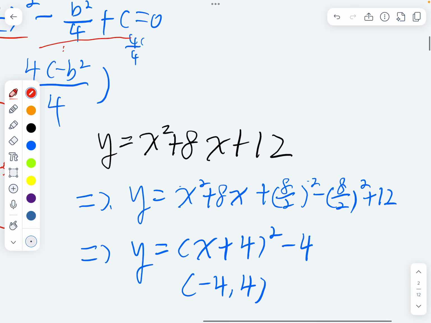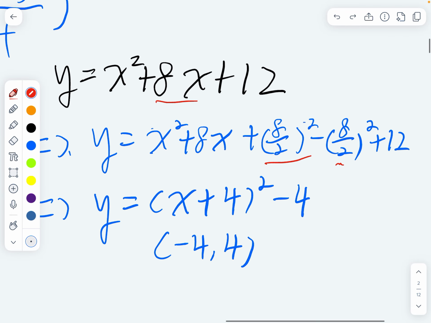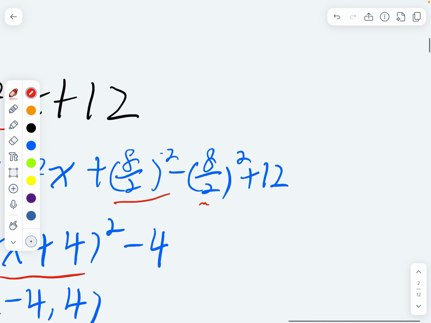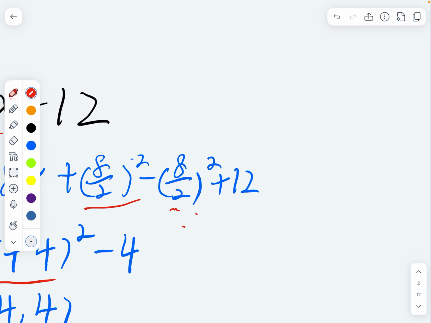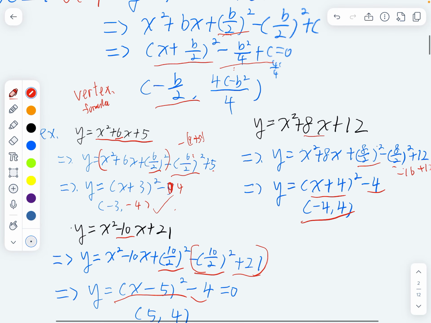The other one is the same idea. For 8, we write 8 over 2, and when we add that, we also subtract that. And we get x plus 4, squared, and the final term is 4 squared is 16, negative 16 plus 12, so it's going to be equal to negative 4. So the final vertex is this one.